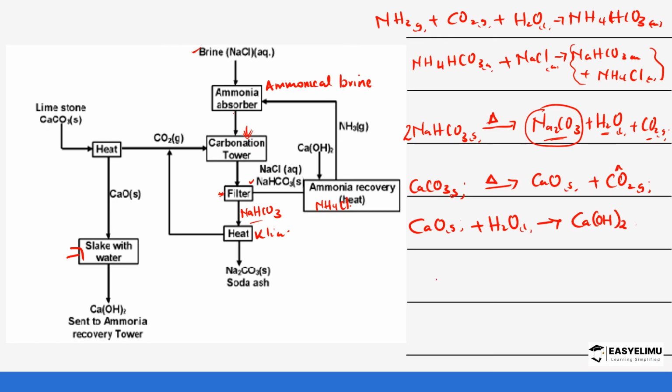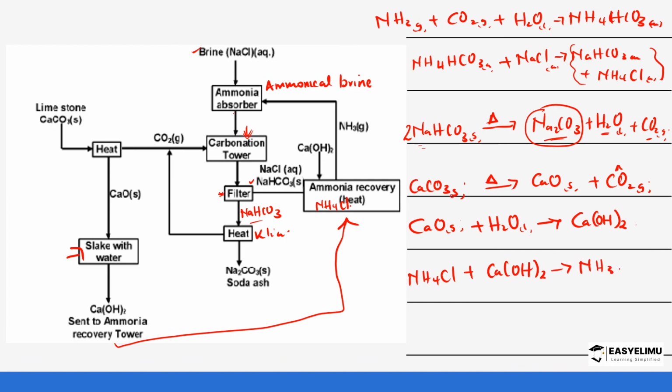This calcium hydroxide that is formed is taken to the ammonia recovery tower. So remember, we talked about what happened with sodium hydrogen carbonate. So we want to see what happened to the ammonium chloride. The ammonium chloride reacts with calcium hydroxide formed in the slaker to form ammonia gas, water, and calcium chloride. So the ammonia is taken back into the ammonia tower.